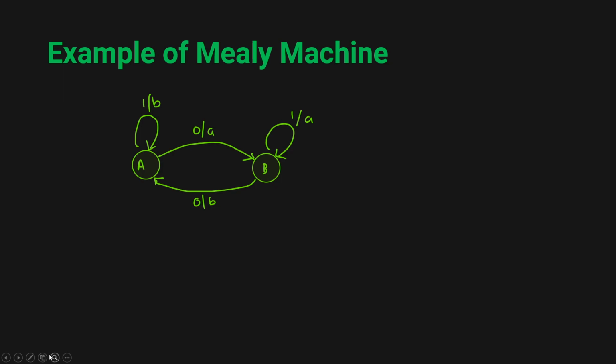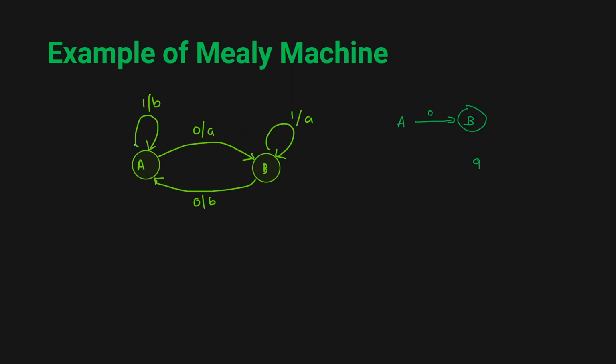So let's say we are in state A. You get input 0. Then you're going to get an output of a and you're going to go to state B. Remember, we have got a starting state A over here. Then you get an input of 0, and you're going to state B, and you're getting the output a. Understood? So over here, you're not just changing the state, you're also getting some kind of output.